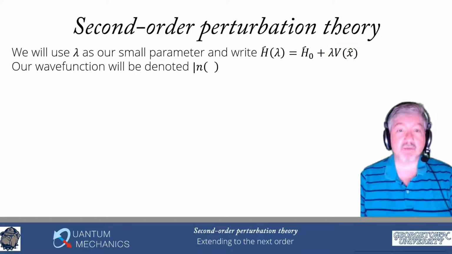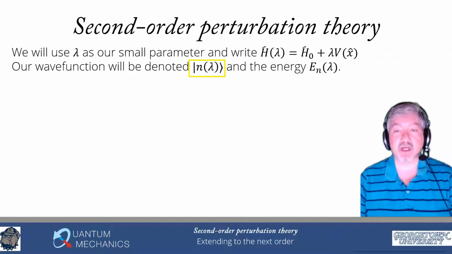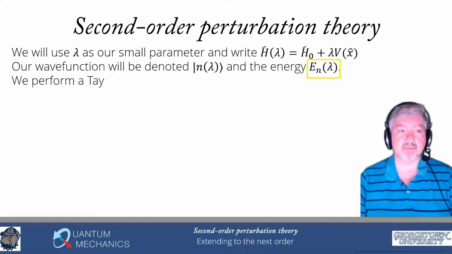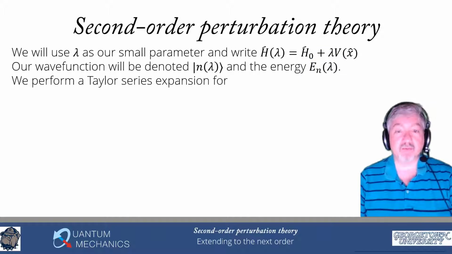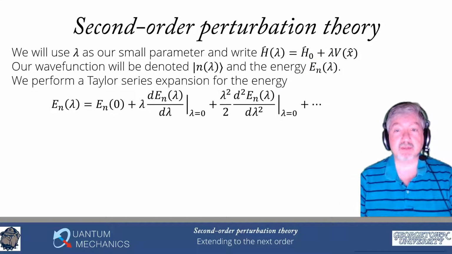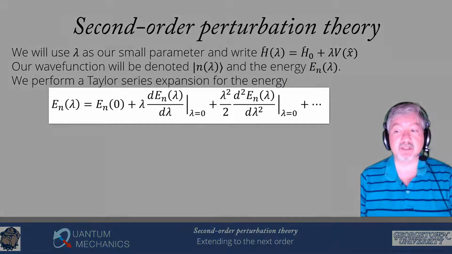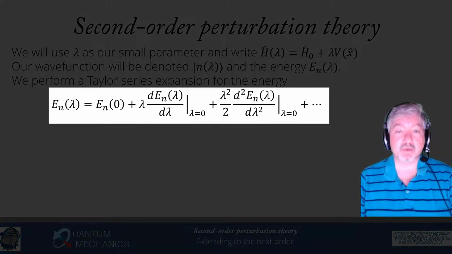The wave function that we're going to be working with is going to be denoted n of lambda, n being an index, or you can think of it as the principal quantum number, and the associated energy is En of lambda. As I said before, we're simply doing a Taylor series expansion of that energy function, En of lambda, as a function of lambda. So we're going to have En of 0 plus lambda times the first derivative of En with respect to lambda, evaluated at lambda equals 0, plus lambda squared over 2 times the second derivative, evaluated at lambda equals 0, and so forth.